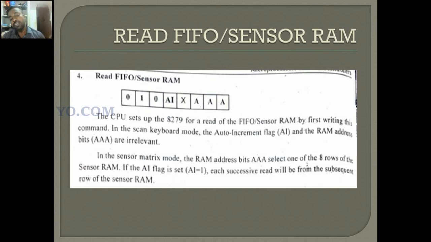So in sensor matrix mode, the RAM address bits select one of the 8 rows of sensor RAM. If the AI flag is set equal to 1, then for each successive read the address is incremented. Right, that is the read first in first out or sensor RAM.